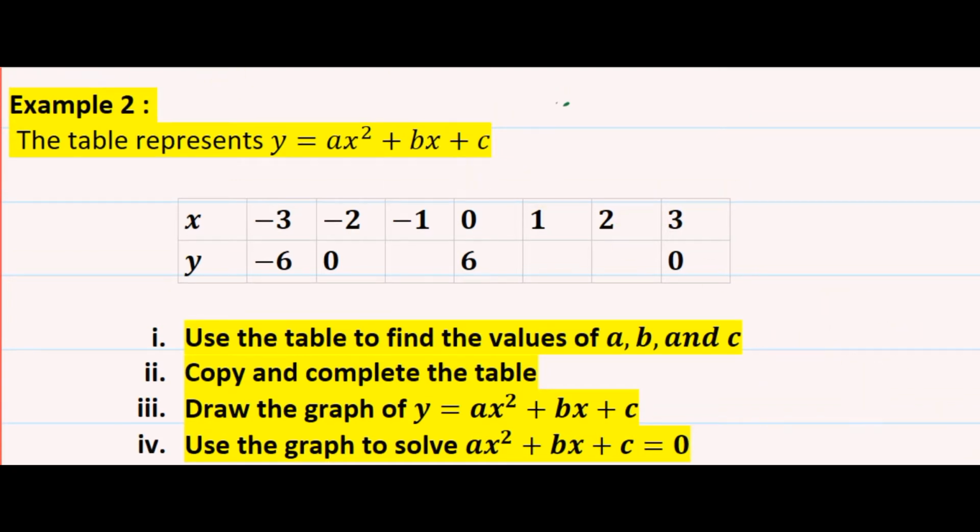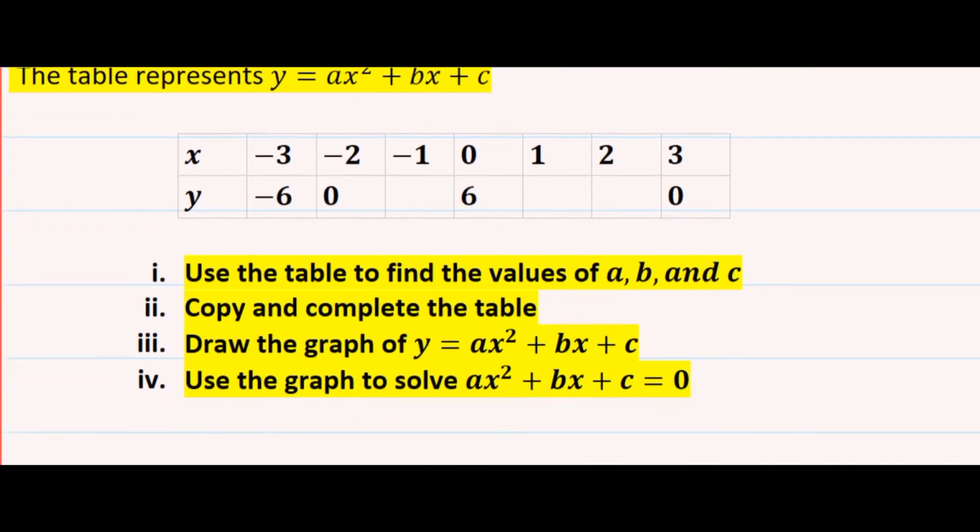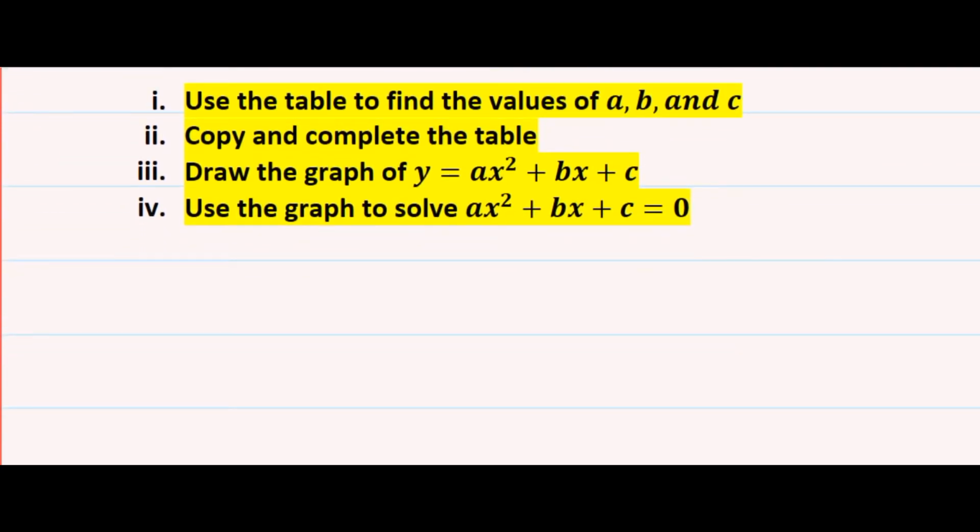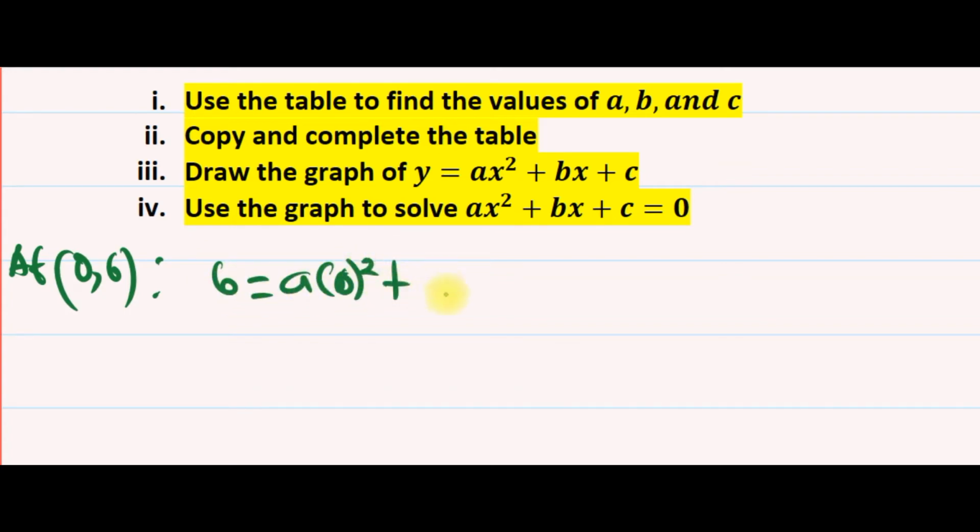The first point we choose is 0 comma 6. That's the y-intercept. So we write, at 0 comma 6, y is 6 and x is 0. So y equals a times 0 squared plus b times 0 plus c, which implies that 6 equals c. So we've gotten the value of the first unknown.